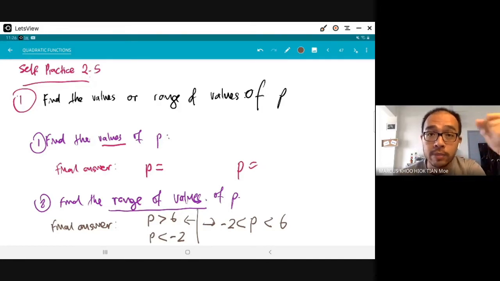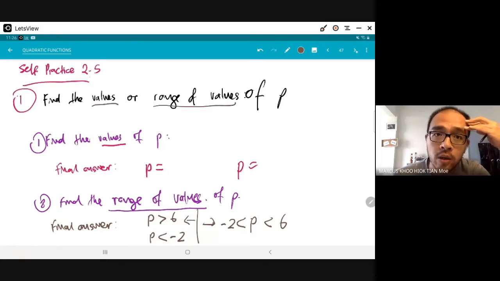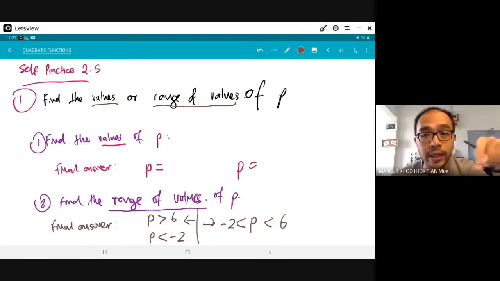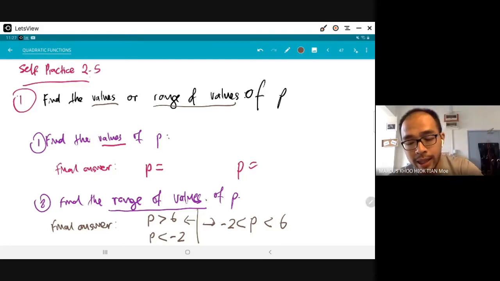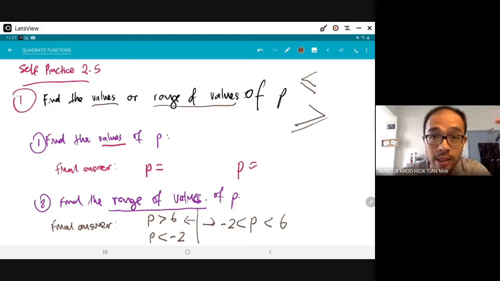But whether it is split up or joined together, you actually already learned it with teacher He, the quadratic inequalities. We will come to this in a while, but I just want you to be aware. If the question says find the values or range of values, you must set it in your head what kind of answer you are going to get. Find the values means equals. But range of values is less than, more than, less or equal, more or equal. Please know the difference.